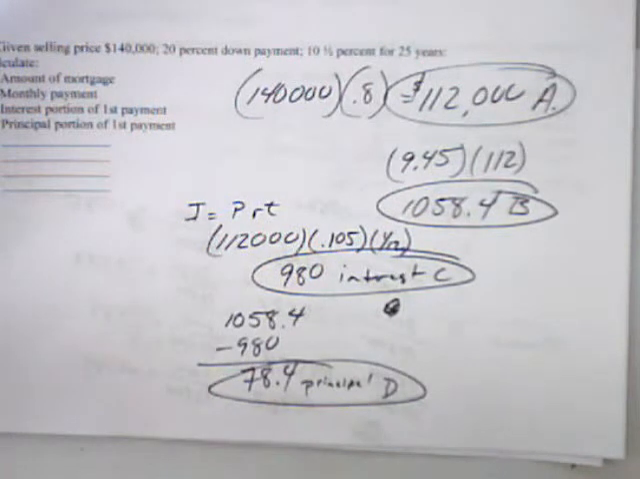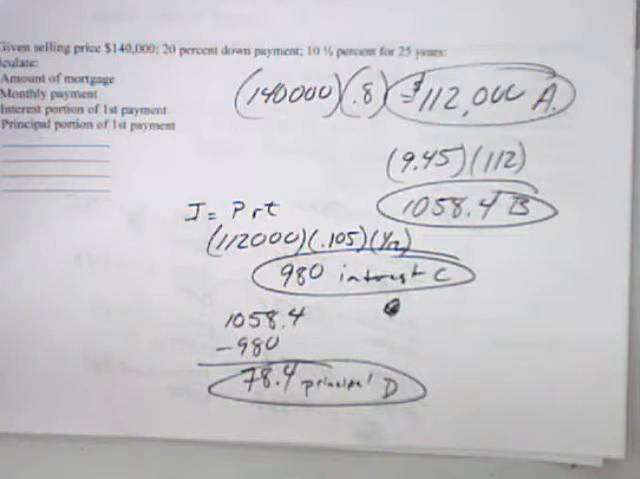I did the complement deal. I like multiplying by the complement and not having to subtract. But either way, you can multiply by 0.2 and then subtract it away from 140. You should still end up with $112,000 as the amount you're going to mortgage.